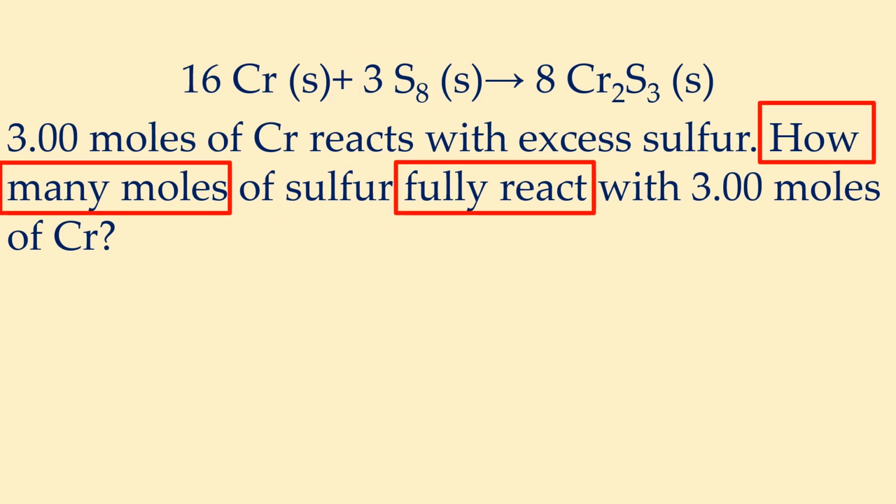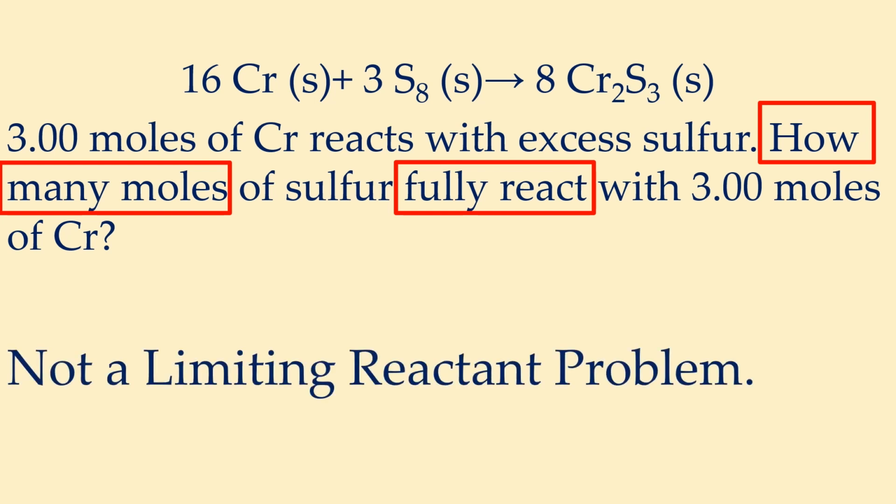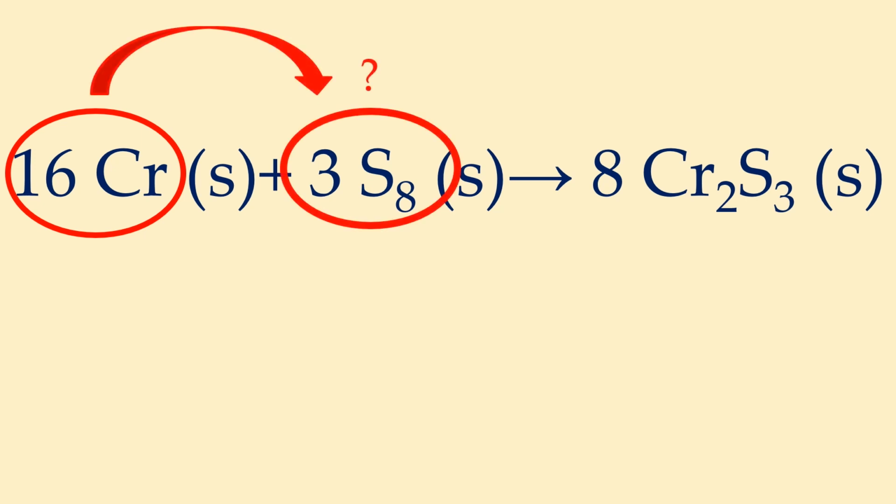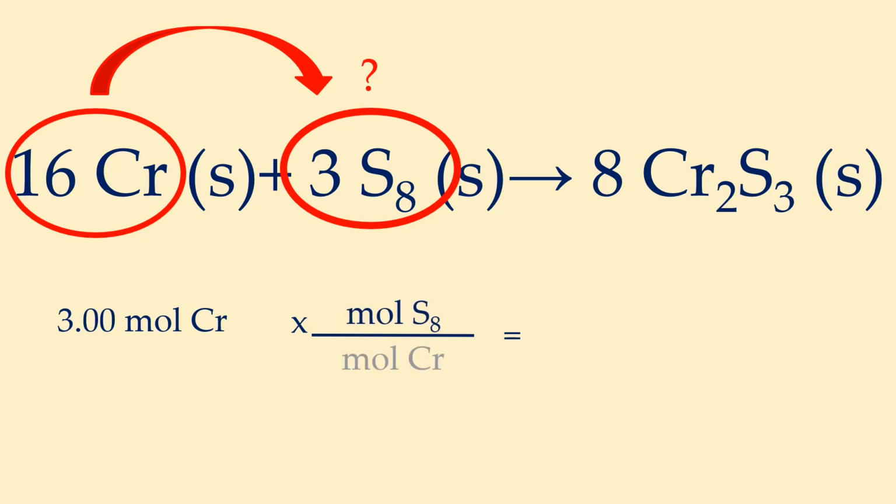We are asked how many moles fully react, so this isn't a limiting reactant problem. We just need to find the amount of S8 needed to react with 3.00 moles of chromium. We are given the amount of chromium, and we're interested in how many moles of sulfur react. So we'll start with 3.00 mole of chromium. Then I'll set up my ratio for converting. I'll insert the units of mole of S8 in the numerator and mole of chromium in the denominator.